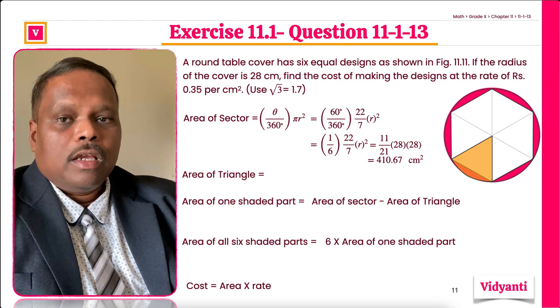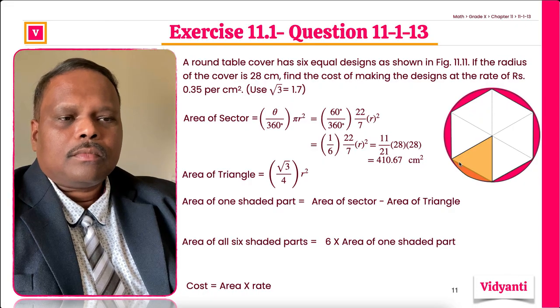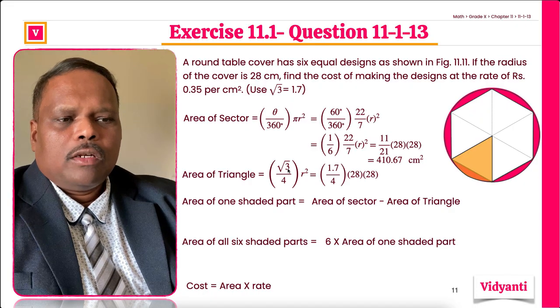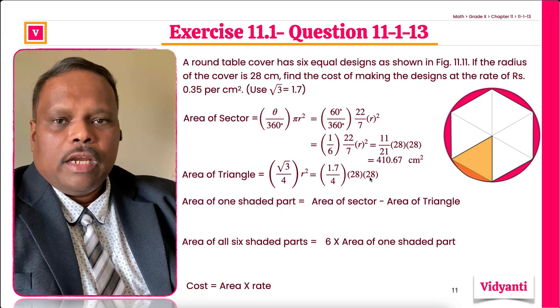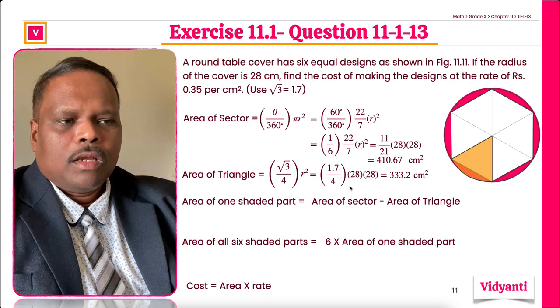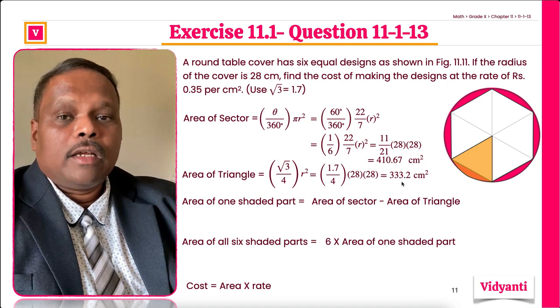The formula for area of an equilateral triangle will be √3 by 4, then r square. Here r is the length of that side. And that would come out to be, √3 value has been given in the question, 1.7. R value is 28. So r square, I'm going to write that as 28 times 28. You can cancel this 4 with 28, 7 will remain. And if you multiply, the answer will come out to be 333.2 centimeters square.